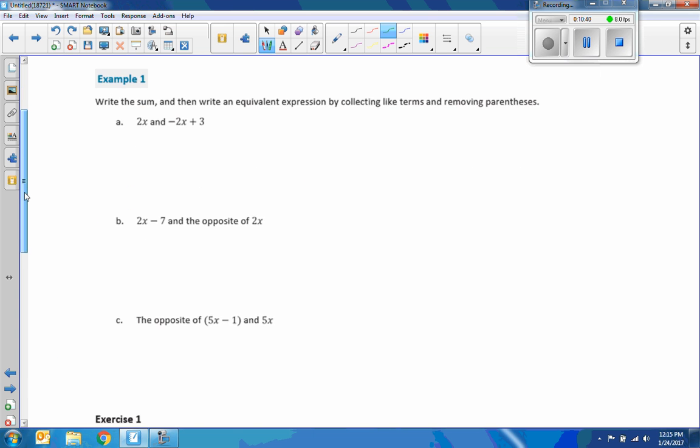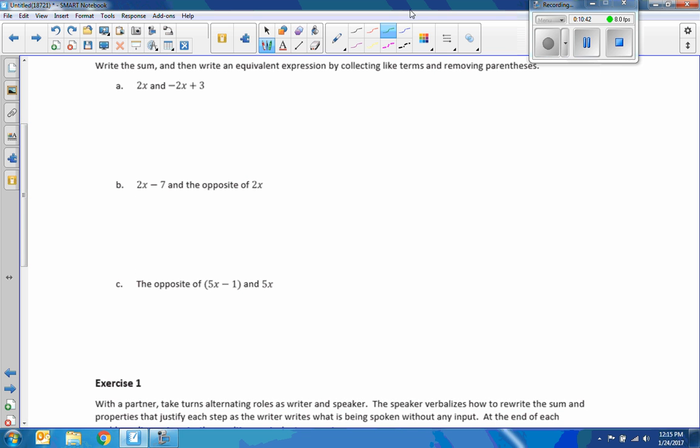Okay, example 1. Write the sum and then write an equivalent expression by collecting like terms and removing the parentheses. Okay, so the first thing you're going to do is, we're writing sum, and the word and tells us where to put the sum symbol, which is plus. So I'm going to rewrite this first as 2x plus, and in parentheses, negative 2x plus 3. Okay? So the first thing I'm going to do is move my parentheses, and that's called the associative property.